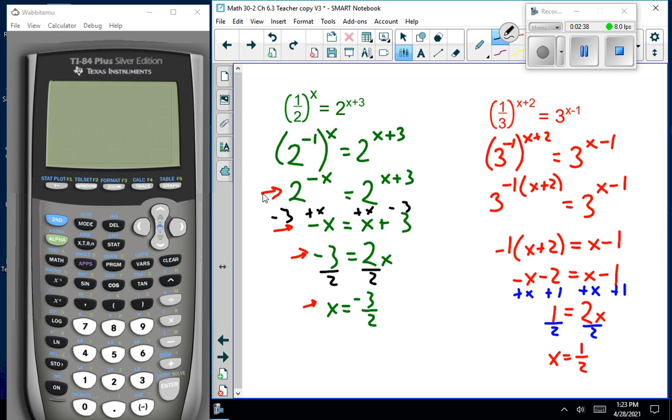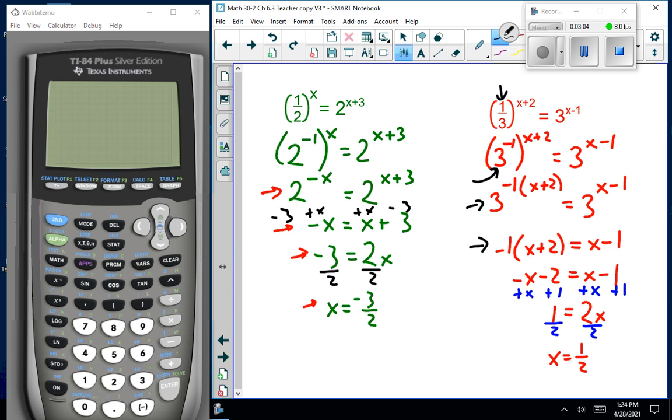I pointed out 1/3 is 3 to the minus 1. So it's a power to a power. You multiply the exponents, so that becomes 3 to the minus 1 times (x plus 2), equals 3 to the x minus 1. At this point, I cancel out my bases and just write out my exponents. I got minus 1 times (x plus 2) equals x minus 1.